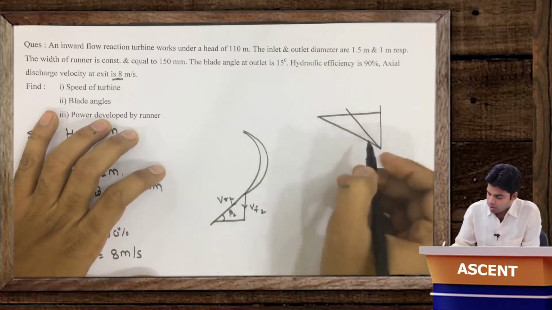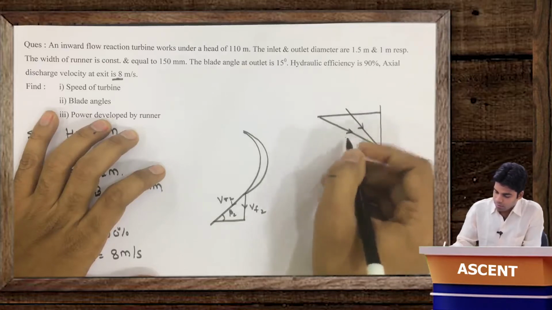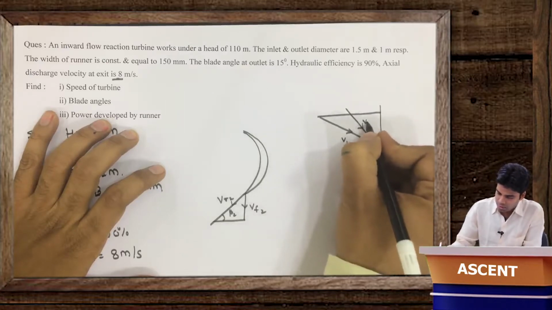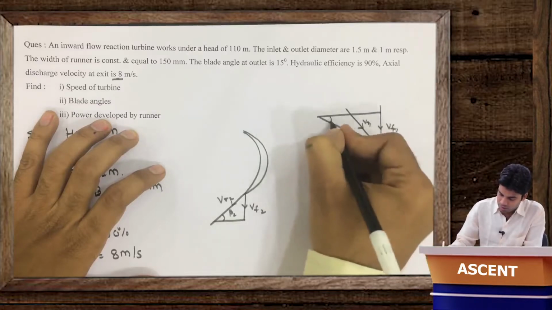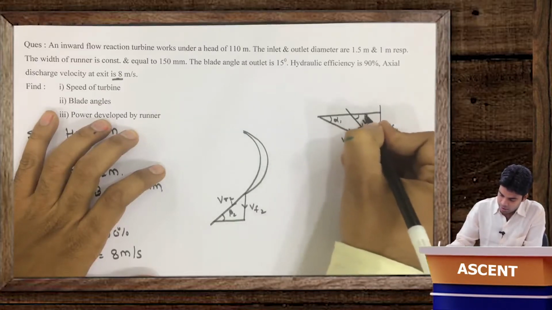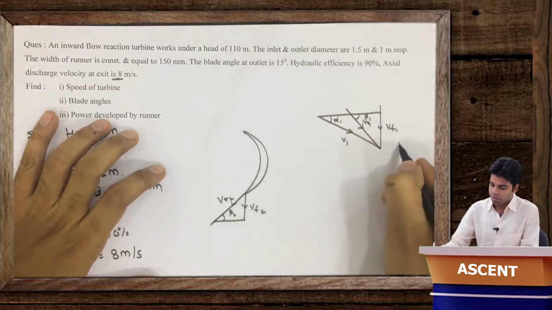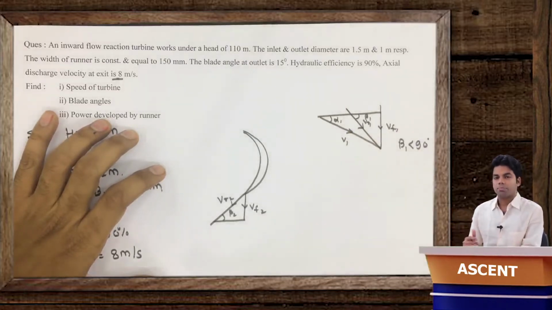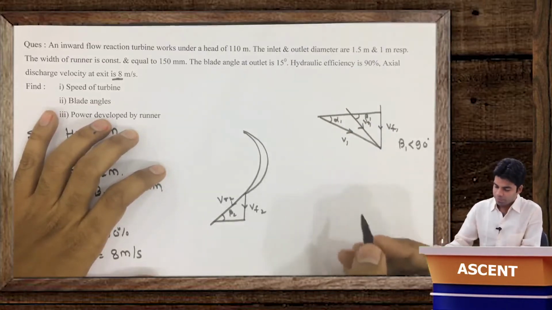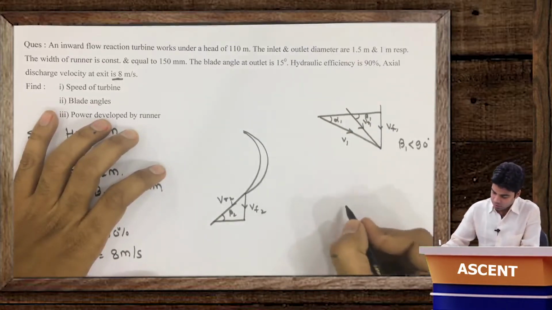This is the inlet velocity triangle. This would be V1, this would be Vr1, and this would be Vf1, this will be alpha 1, and this will be beta 1. This is the case when beta 1 is less than 90 degree.